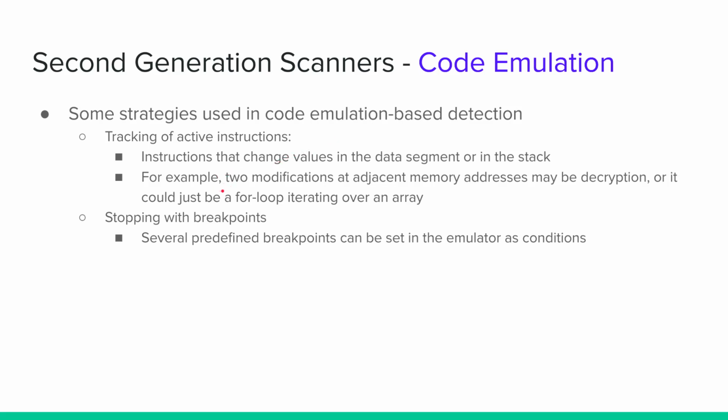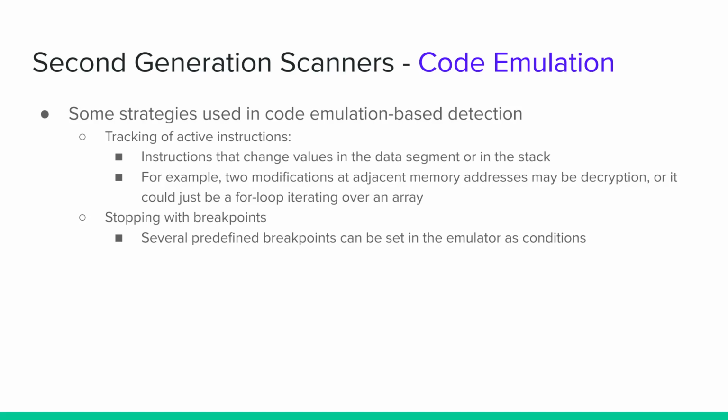An example is two adjacent memory modifications. So, I modify something at memory address 123, and then I make the same operation at memory address 124, and then the same at memory address 125. So we can see that in the code we're modifying adjacent values in memory. This could indicate that there's some kind of decryption going on. Maybe we're reading it, we're decrypting that byte and putting it back into memory.